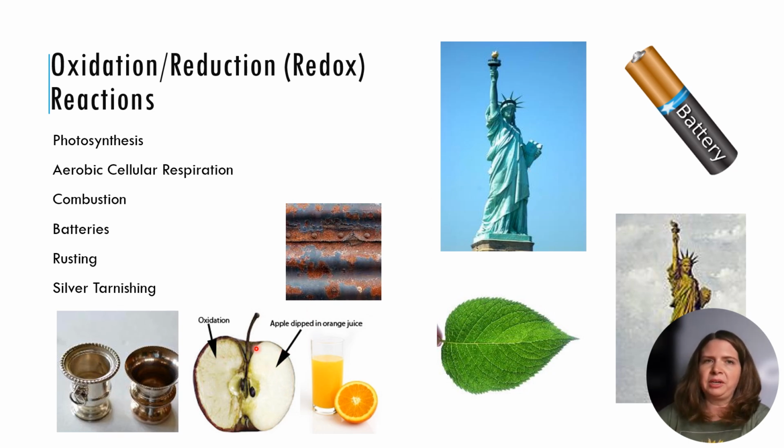Even apples turn brown when exposed to air in a redox reaction called oxidative browning. This can be slowed by dipping apples in orange juice or other liquid containing citric acid. Citric acid is an antioxidant which helps prevent oxidation.